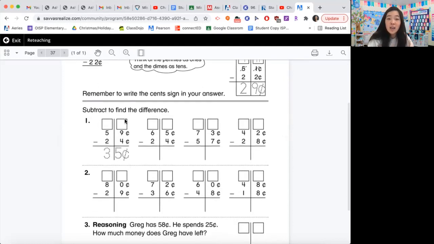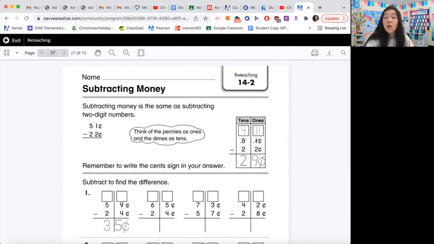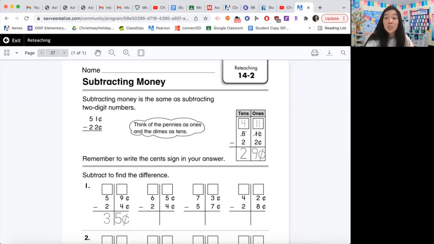Okay, so let's go ahead, and we know here we need to regroup. More on the floor, go next door and get 10 more. 5 becomes a 4, 1 becomes an 11. 11 minus 2 equals 9. 4 minus 2 equals 2. Total is 29 cents.